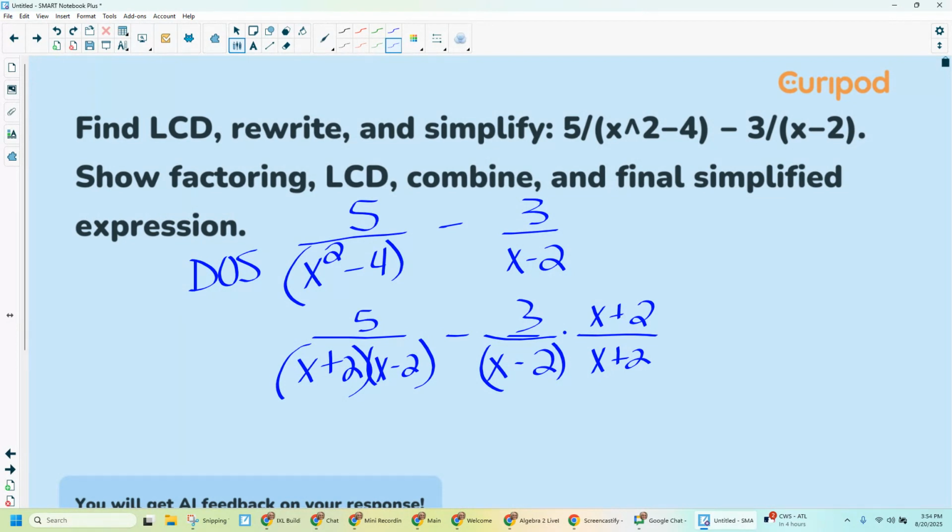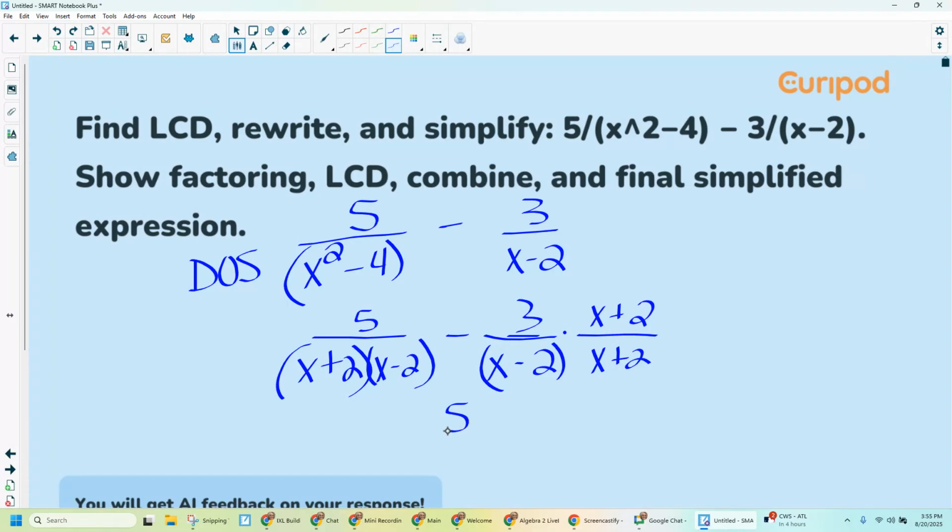Okay? When you're multiplying it by x plus 2 over x plus 2, you're really only multiplying it by 1 because it's the same on the top and the same on the bottom. So you're not changing the number. You're just giving it an equivalent form of that number. So that's why it's mathematically correct to be able to do that.